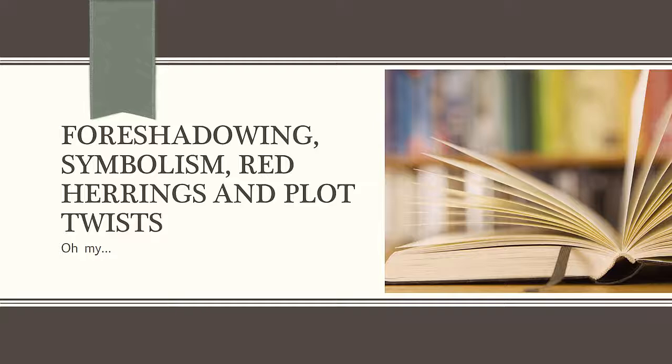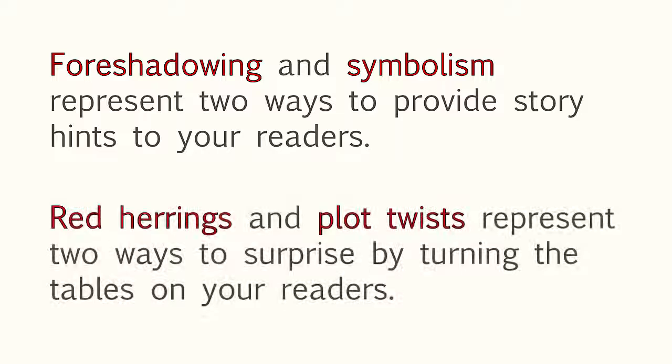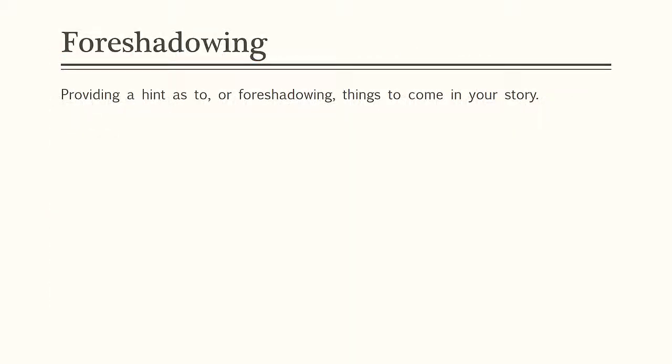So let's go ahead and look at foreshadowing and symbolism. They represent two ways to provide story hints to your readers, whereas red herrings and plot twists represent two ways to surprise by turning the tables on your readers or completely reversing what they thought was happening with what's really happening. So let's begin by taking a look at foreshadowing. Foreshadowing is providing a hint as to what's going to happen, or foreshadowing events to come in your story.